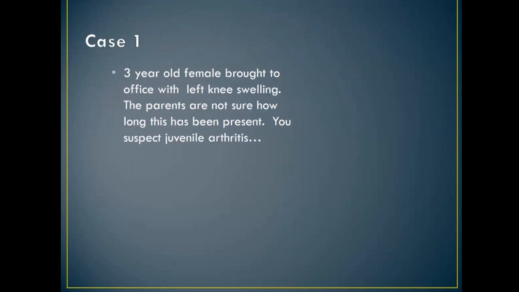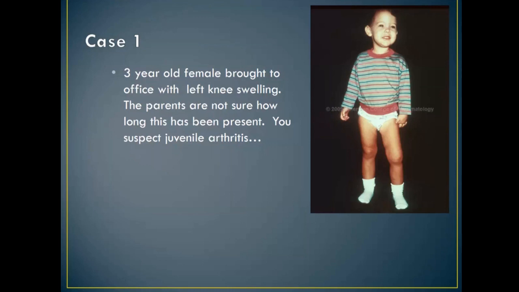So there's a few questions in here and a few cases, and it'll kind of help us differentiate the different types of arthritis. So here's a classic case. A 3-year-old female is brought to the office with left knee swelling. The parents are not sure how long this has been present. You suspect juvenile arthritis. So this girl is holding her left leg out, and it's bent because of the swelling, and there's a little bit of a leg length discrepancy, which tells us that this inflammation or swelling has been there for quite a bit.